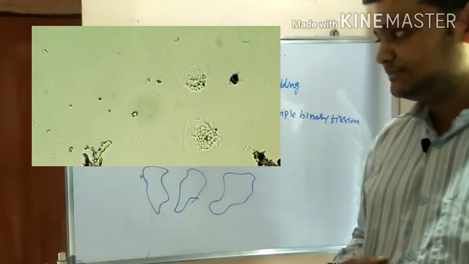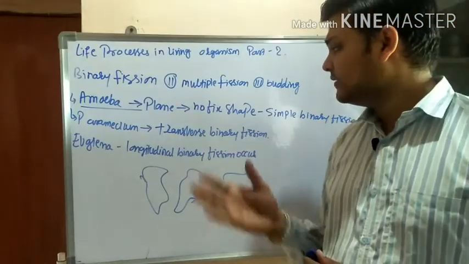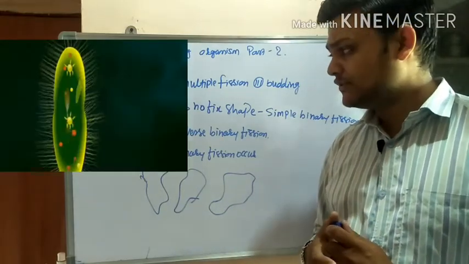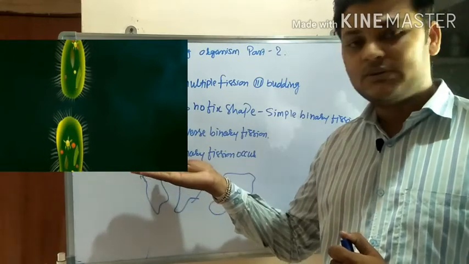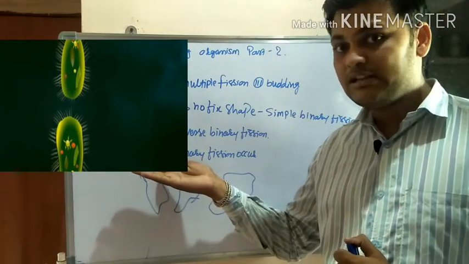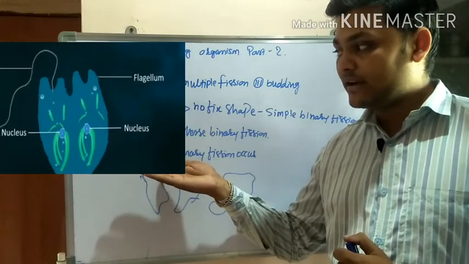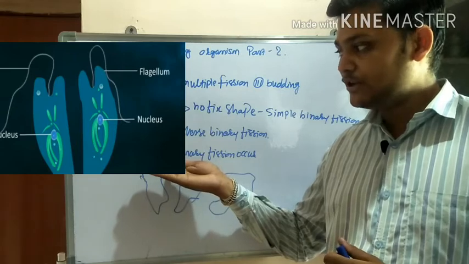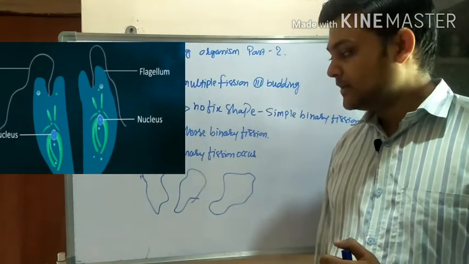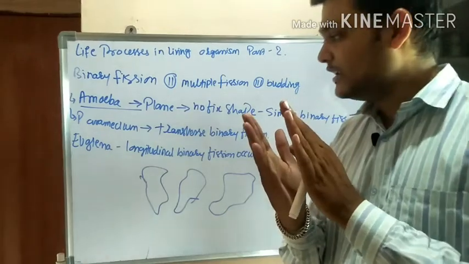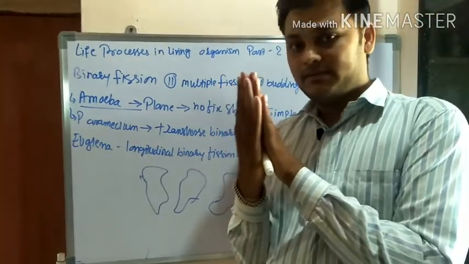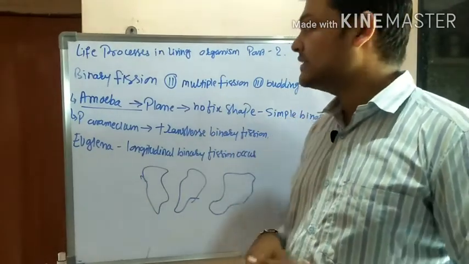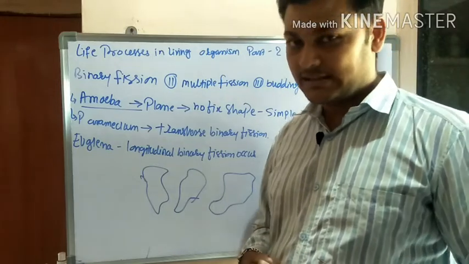Next is Paramecium. In Paramecium it is transverse binary fission. Right now on the screen you are able to see the binary fission in Paramecium, and afterwards you are seeing Euglena. Euglena undergoes longitudinal binary fission, in which the cytoplasmic buds are formed into two different daughter cells. So this is the asexual reproduction we have seen in this module.